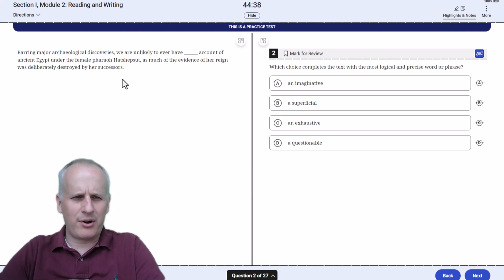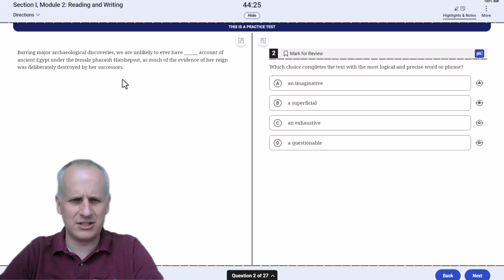Here we read, "Barring major archaeological discoveries, we are unlikely to ever have blank account of ancient Egypt under the female pharaoh Hatshepsut, as much of the evidence of her reign was deliberately destroyed by her successors." So we know that the evidence of this female pharaoh's reign was destroyed.